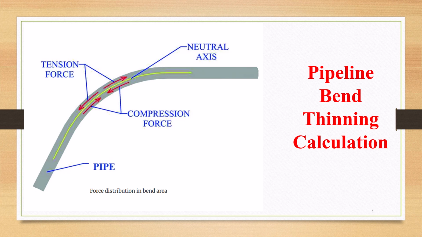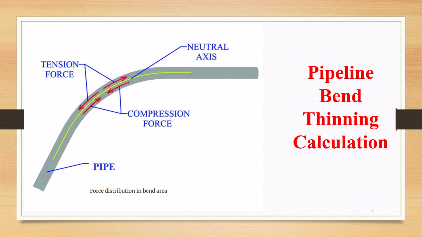You might be aware that specifically for pipeline systems, whenever a cold bend is made, mostly at site, meaning the construction site, during bending there could be a possibility that the thickness of the pipe in the bend region reduces. This situation is known as bend thinning.